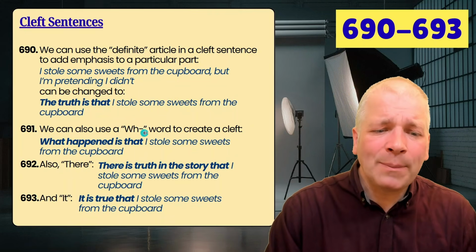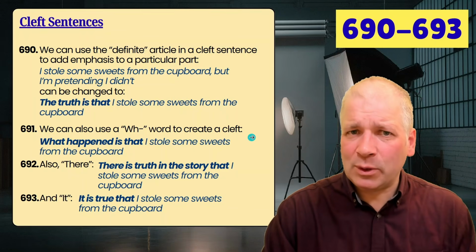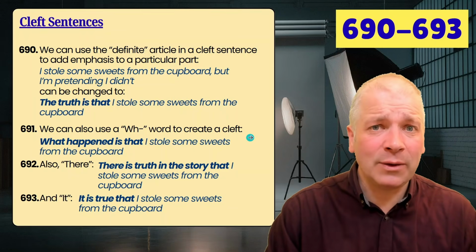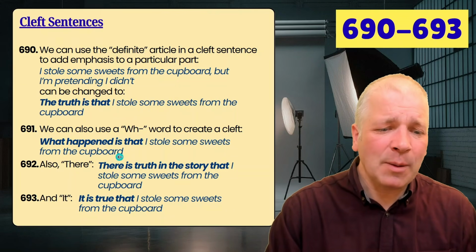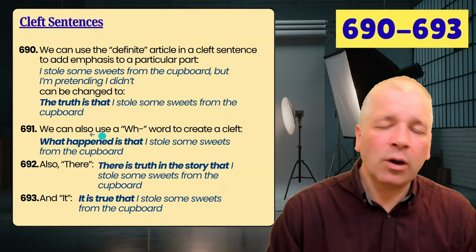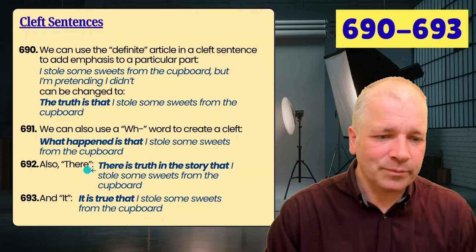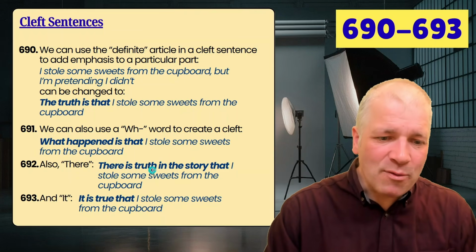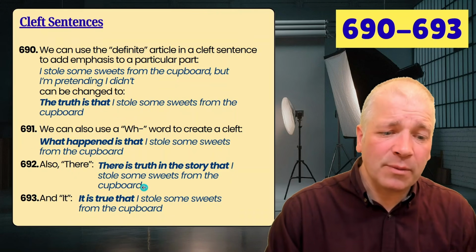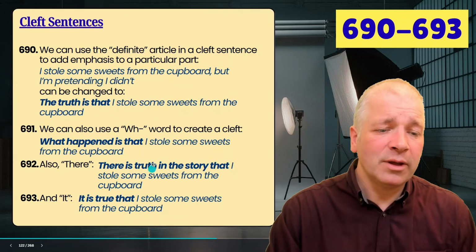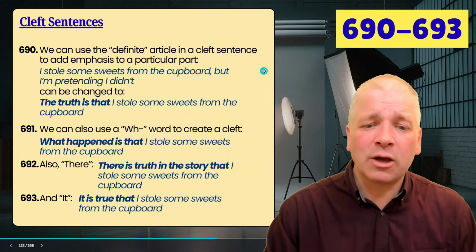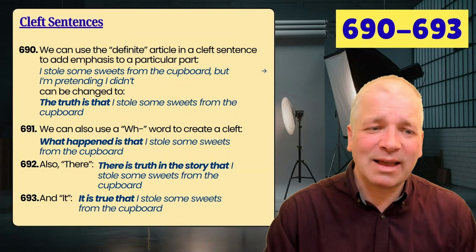We can also use a WH word to create a cleft. We looked at this at the very beginning of the video in questions. What happened is that I stole some sweets from the cupboard. So I'm focusing on the happening. Also there is truth in the story that I stole some sweets from the cupboard, and it is true that I stole some sweets from the cupboard. So these are different ways that we can create this cleft sentence.